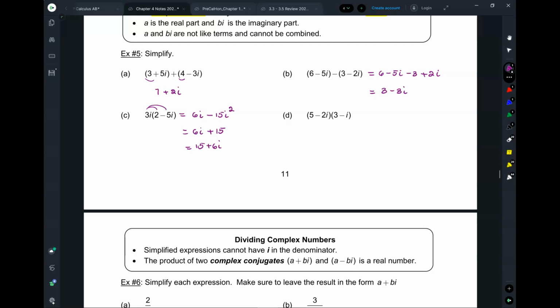Because i squared is negative 1. Yeah, I know. Okay. Here, same as always, first, outer, inner, last. So 15 minus 3i minus 6i. Okay, be careful about this part. It's negative, negative, positive 2i squared, which will then become negative. So 15 minus 9i minus 2, 13 minus 9i.